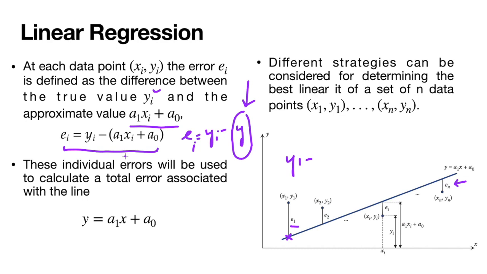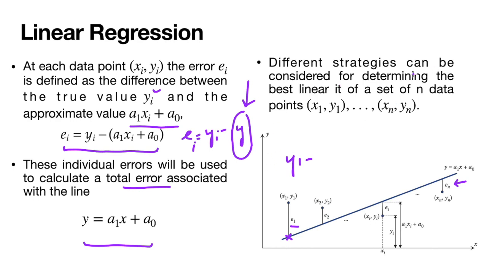So these are basically all the errors here. These individual errors will be used to calculate the total error associated with the line. So this is our line. All of these errors will sum up to give us the total error.